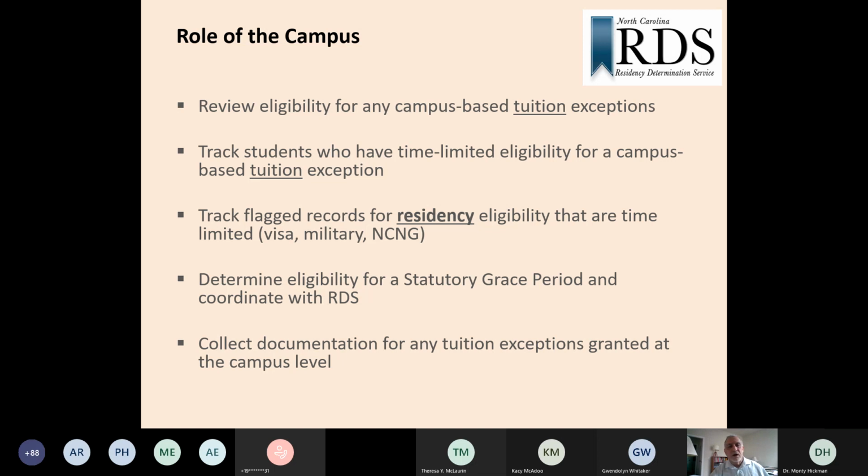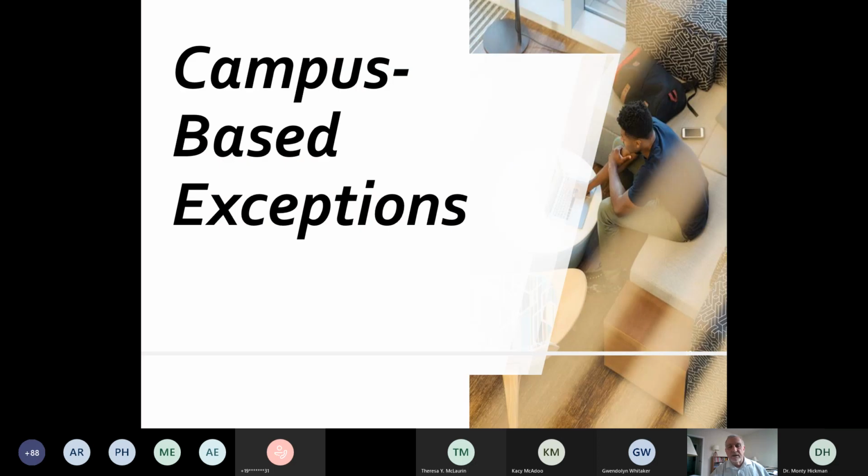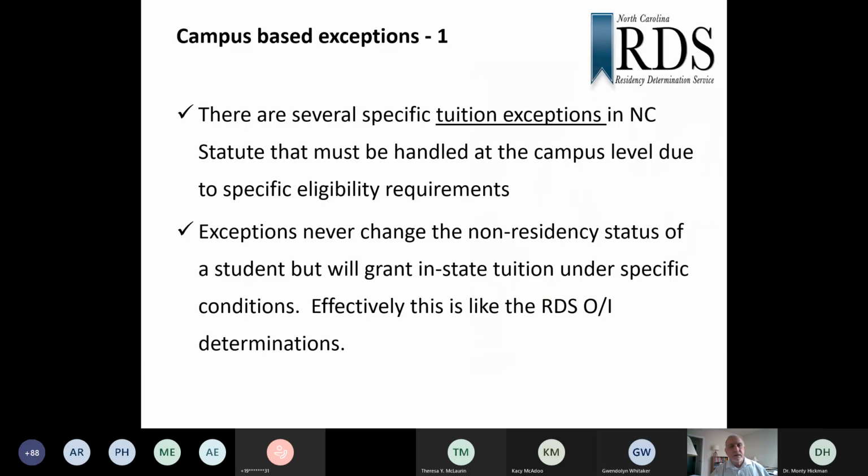So, if there's an audit, you want to show, here's why we gave that student an exception for in-state tuition when they didn't meet residency criteria. Okay. So let me talk about campus-based exceptions.